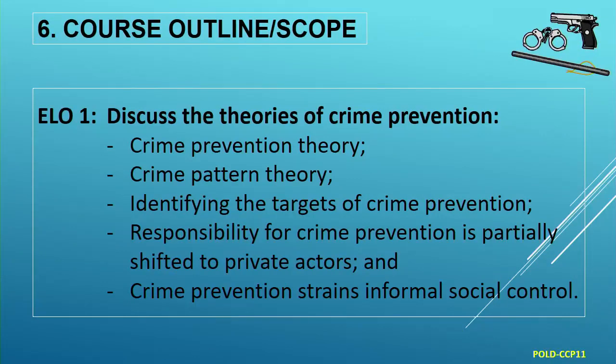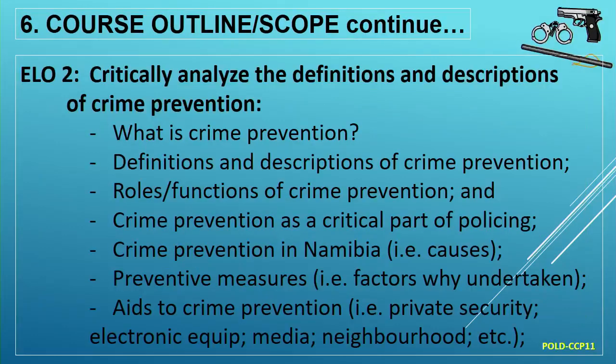Now, the course outline. We have about 2 or 3 extra learning outcomes. Number 1, discuss the theories of crime prevention, crime pattern theory, identifying the targets of crime prevention. Responsibilities for crime prevention are particularly shifted to private actors. Crime prevention strains informal social control. This you need to know. You need to study towards that.